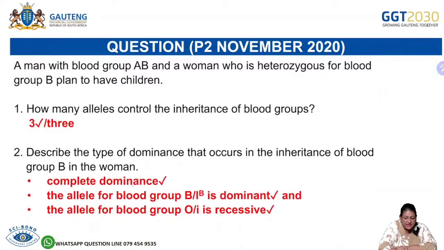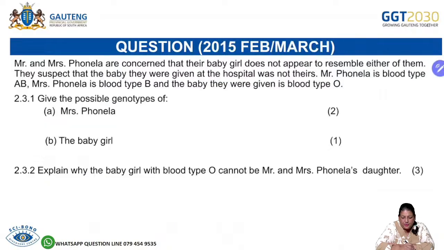It's complete dominance, because if she gets B from the mother and B from the father, she's going to be homozygous blood group B. If she gets B from the mother and the small i, blood group O, from the father, it's recessive, so she'll still be blood group B. So complete dominance for blood group B, because O is recessive.